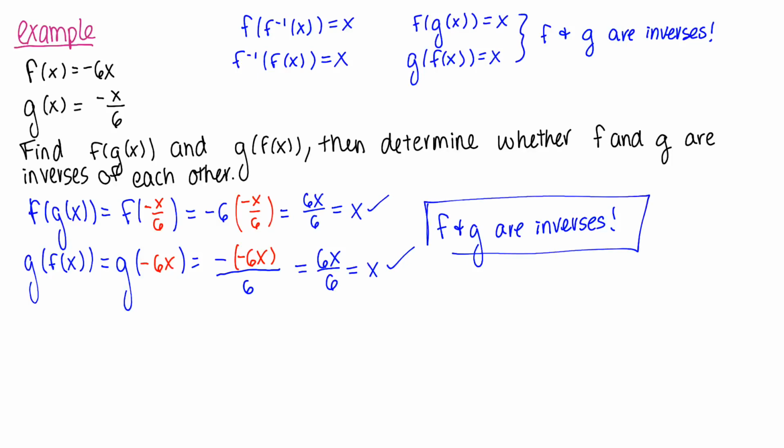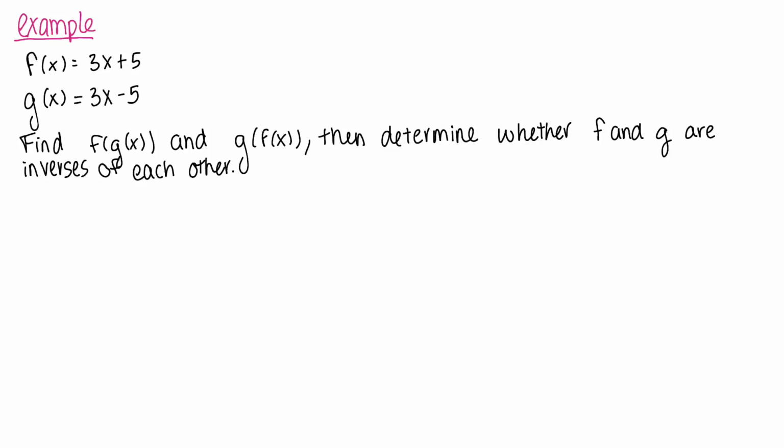So if you're given two functions and you want to figure out if they're inverses of one another, you're just composing in both directions and making sure that the result is x in both directions. Let's go ahead and do another example of that. So here we have f of x is equal to 3x plus 5 and g of x is equal to 3x minus 5.